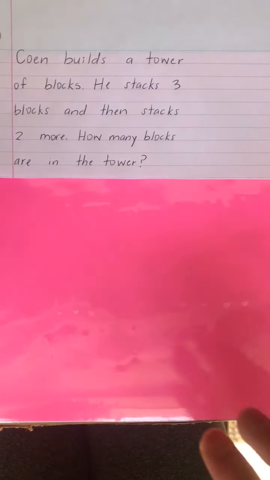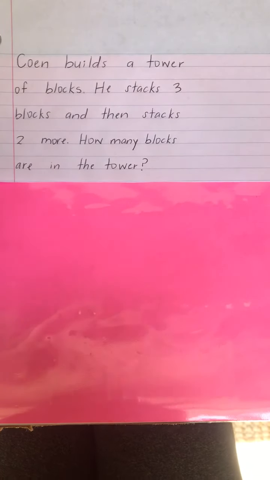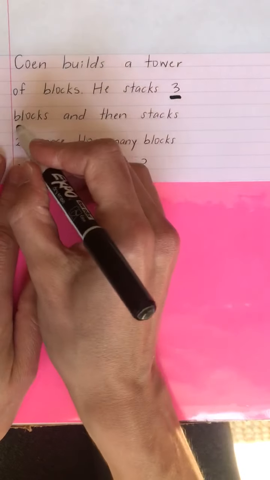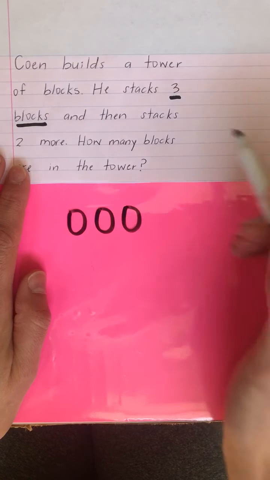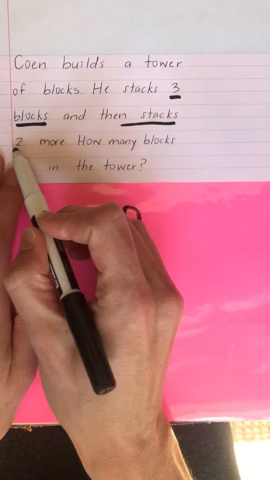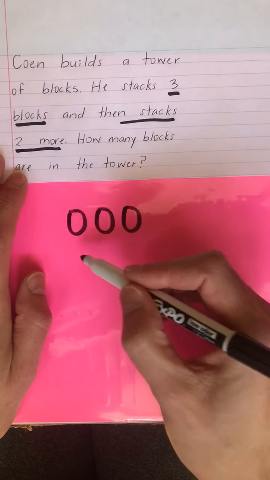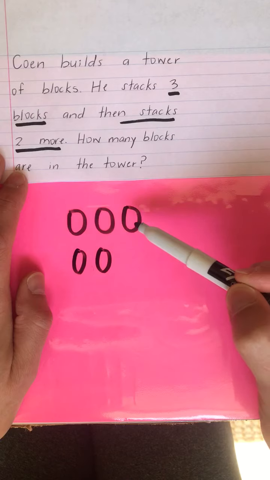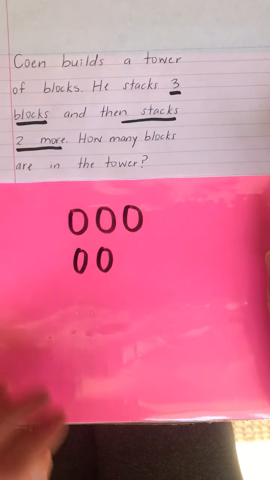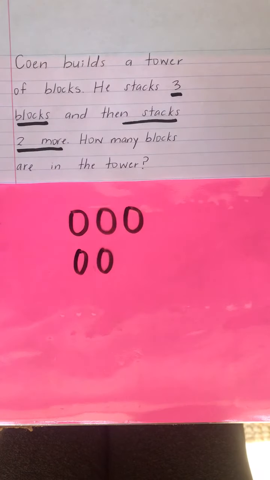So my manipulatives are one strategy that I can use. Another strategy that I can use is drawing a picture. So I'm going to draw the 3 blocks first that Cullen stacked, and then I'm going to draw the 2 more blocks that Cullen stacked. Count that with me. 1, 2, 3, 4, 5. Excellent.